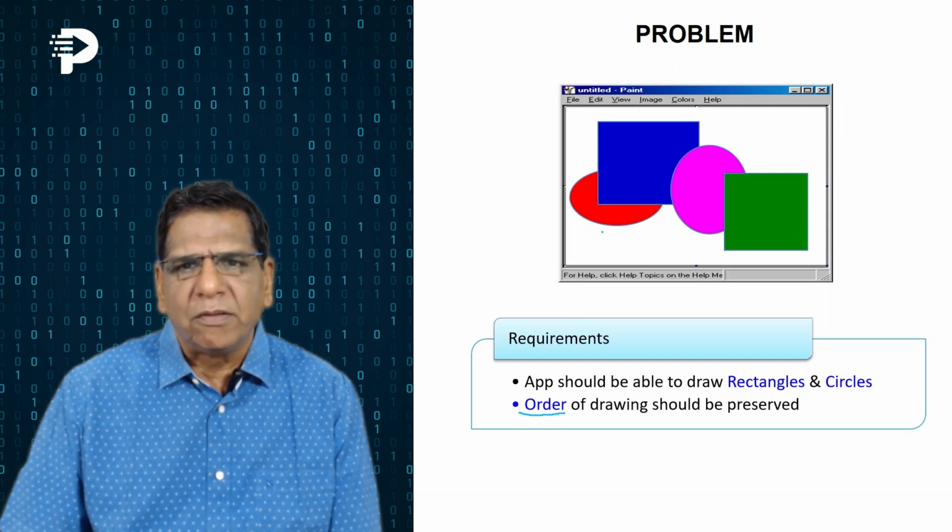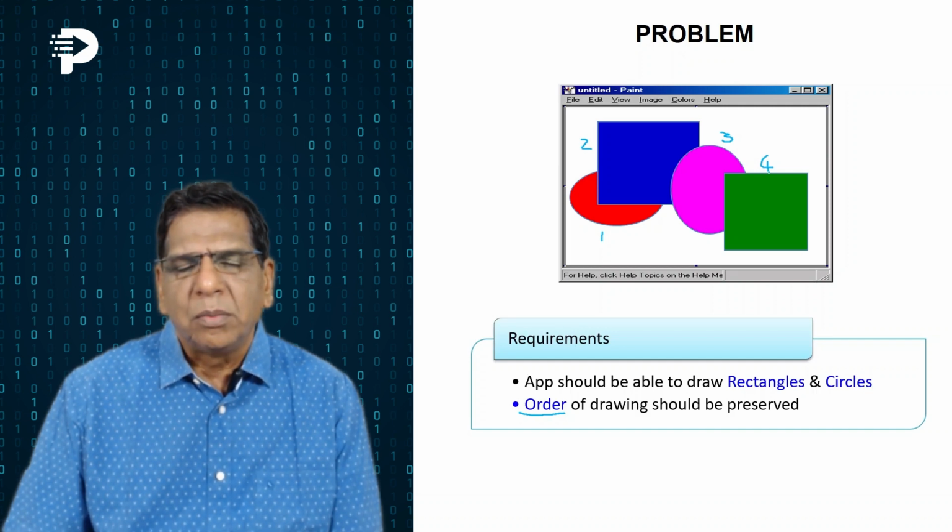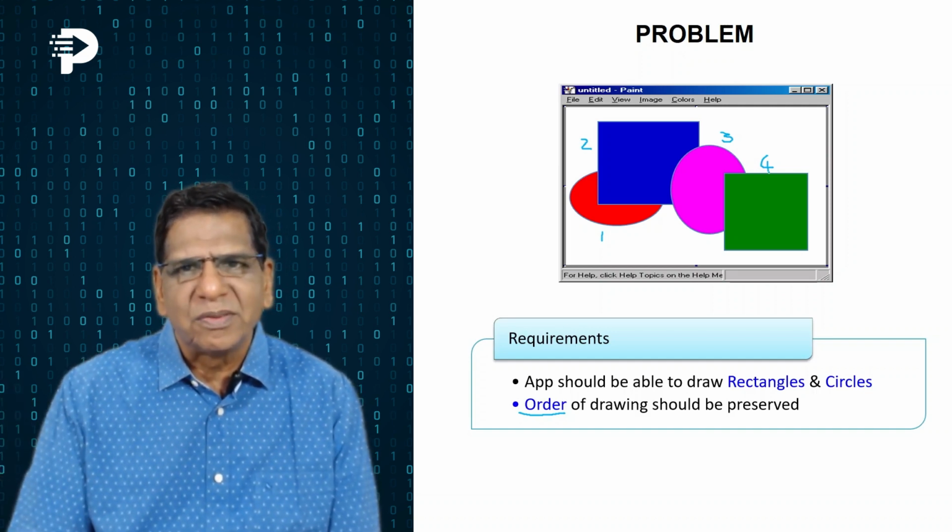From the figure you can very well see that firstly this red circle must have been drawn, then a blue rectangle, then the pink circle and then the green rectangle. That must have been the order because that is how they have been superimposed.